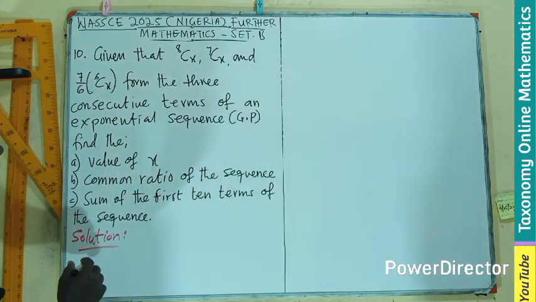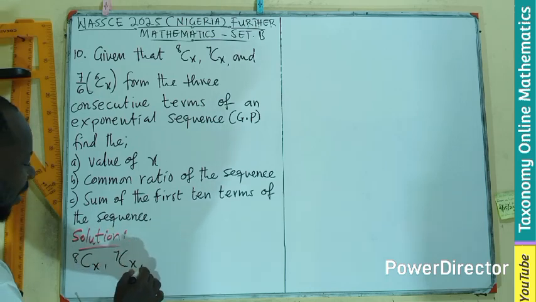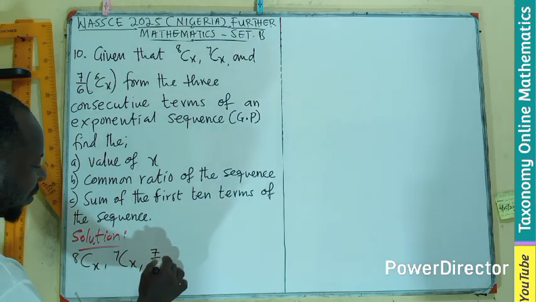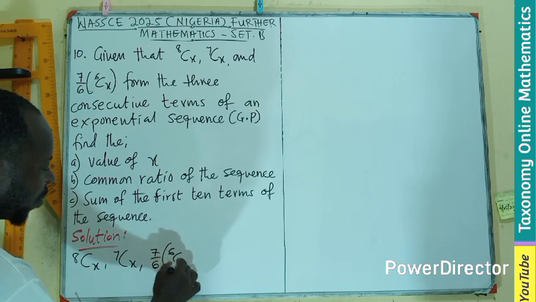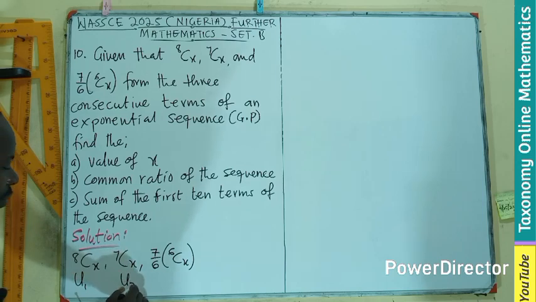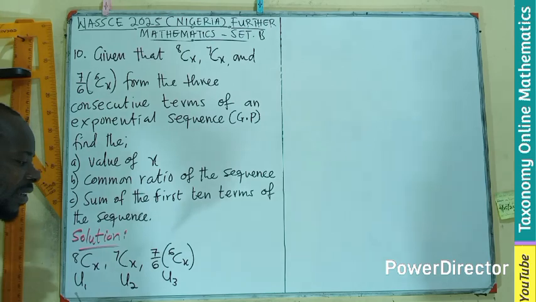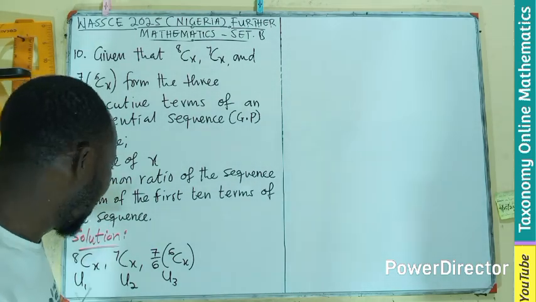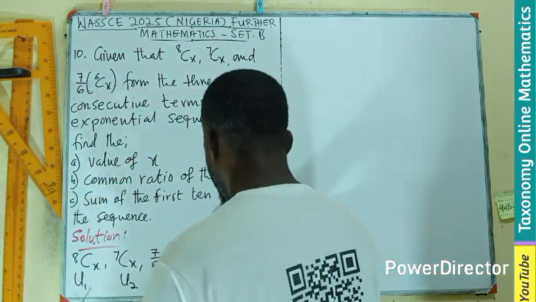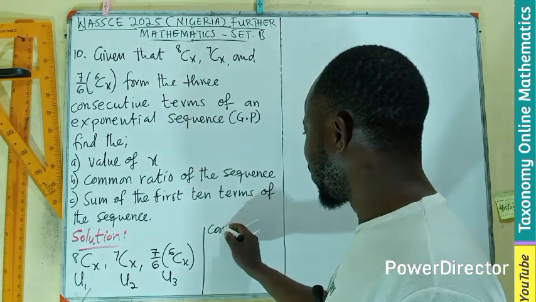So if the sequence is given as 8 combination x, and we have 7 combination x, and 7 to the power 6 times 6 combination x, then it means that our first term is going to be this, our second term will be this, and our third term, since we are using the word consecutive terms. And in finding our common ratio, let me just write this.